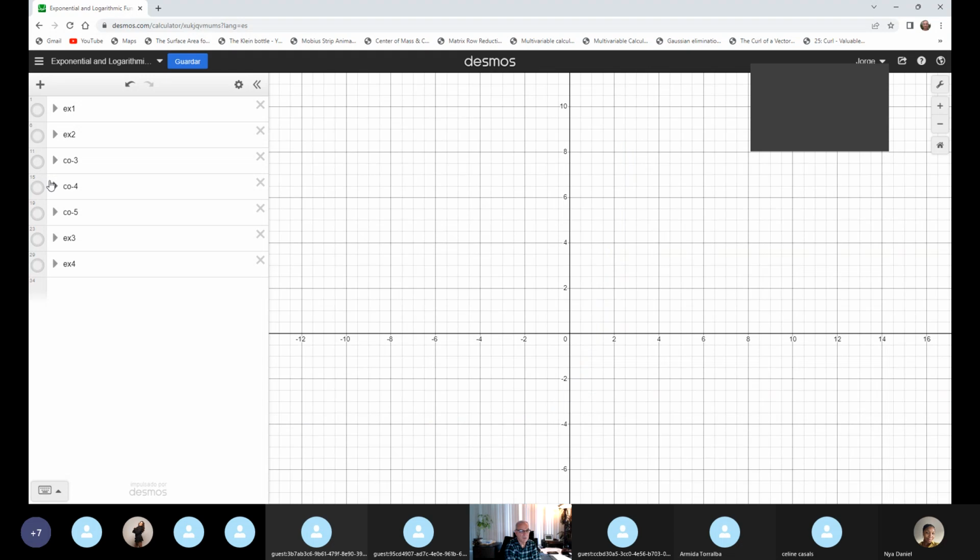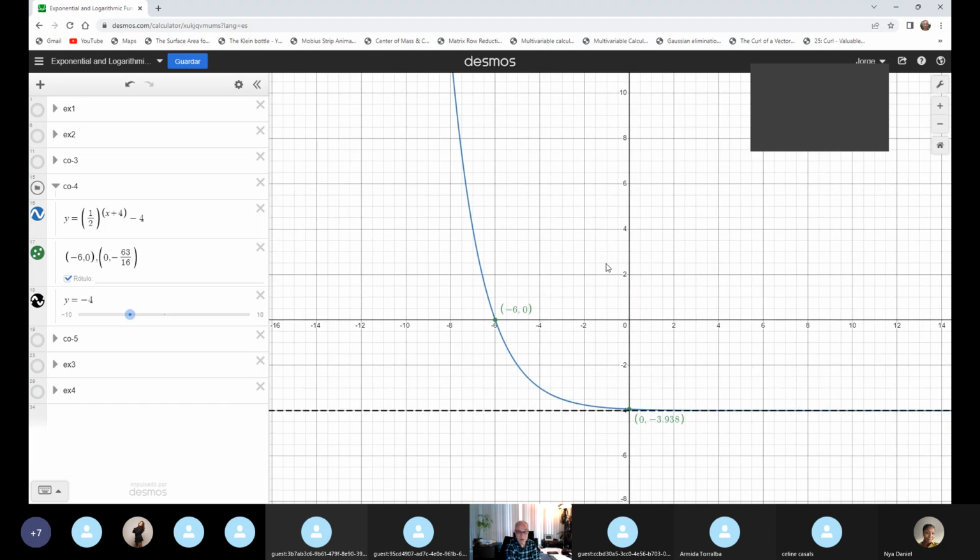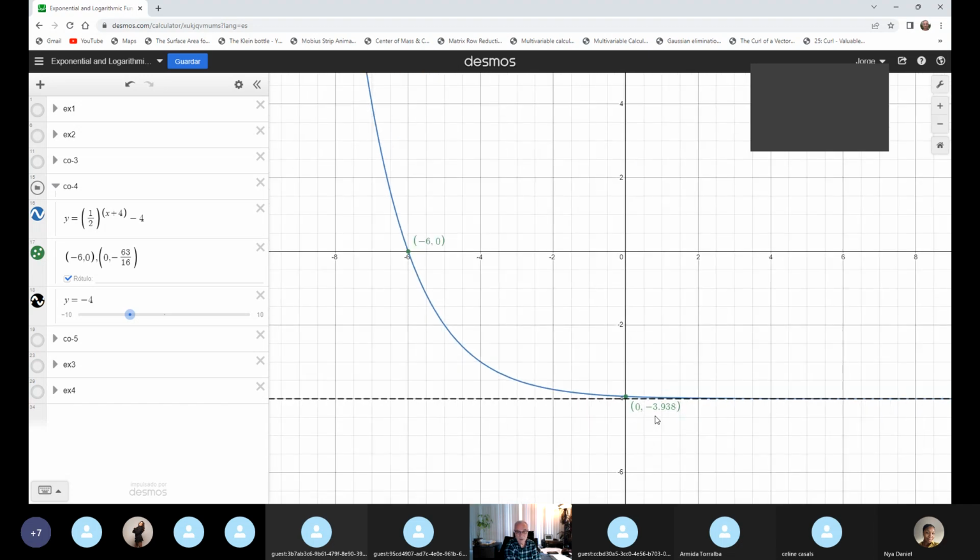Example 4, no? I did example 4. There you go. Bam. Look at that. This is exponential decay because the base is 1/2. We have two famous points. Get the point -6, 0, and the other point is weird. It is negative 3.938, which is the decimal approximation of the negative 63/16. And you see clear like water that our new horizontal axis is at y equal -4. Super.